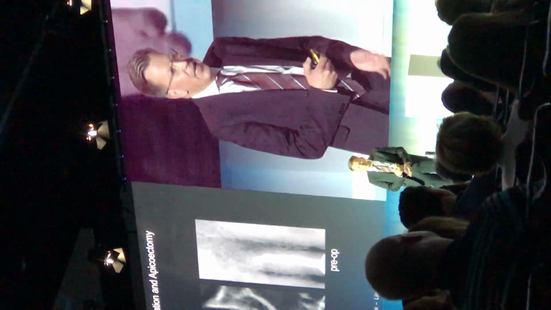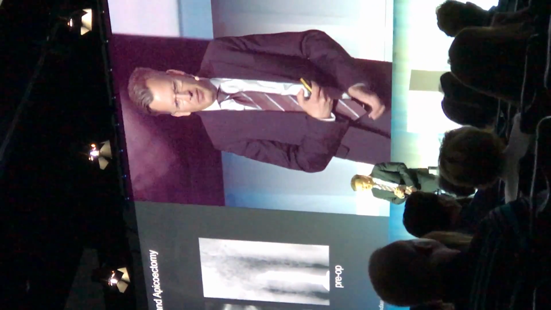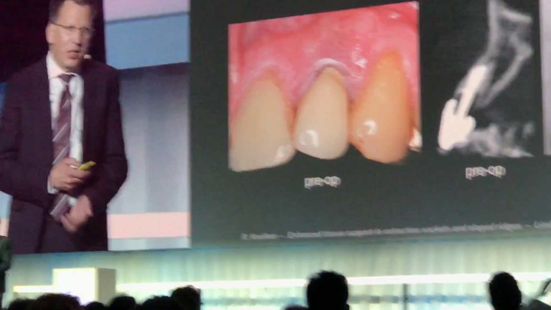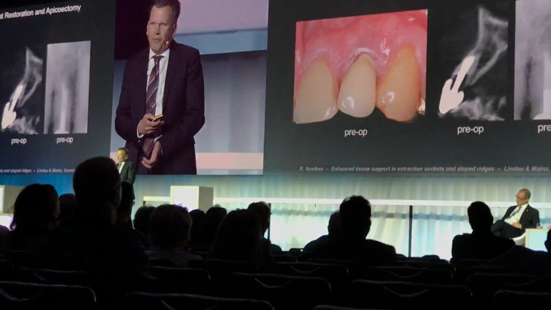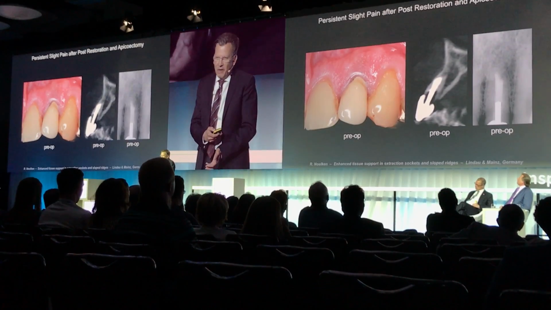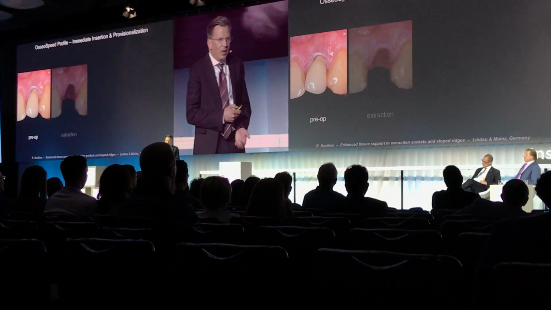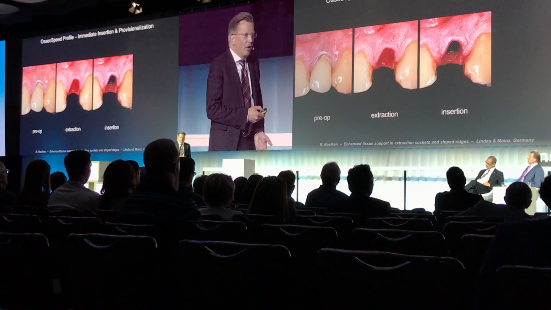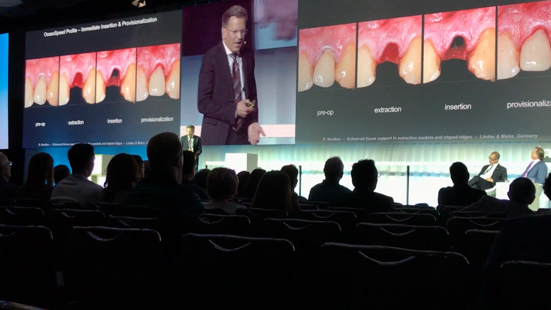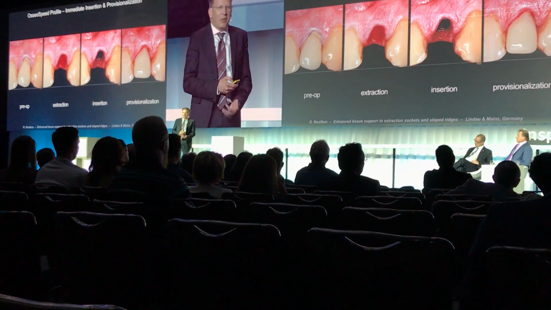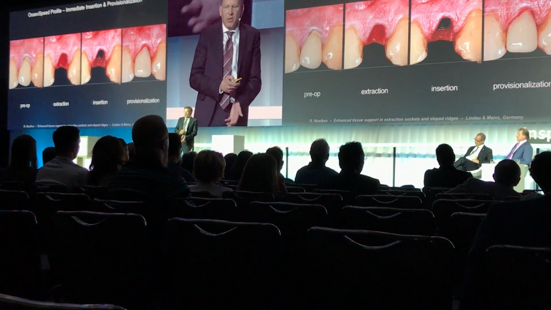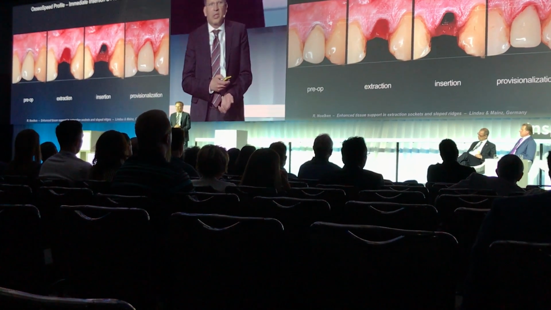Here, one typical case: the patient had a slight but persistent pain, had a facial bone defect, and a post-restoration situation following several years after an apicoectomy. The tooth has to be removed. We aligned our implant strictly to the oral aspect and grafted the facial defect with autogenous bone and made an under-contoured temporary restoration.